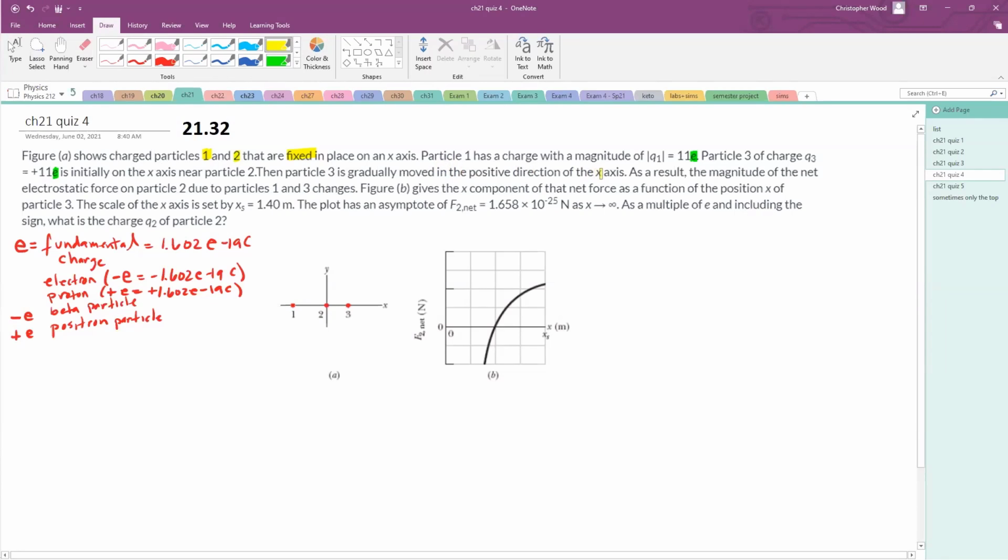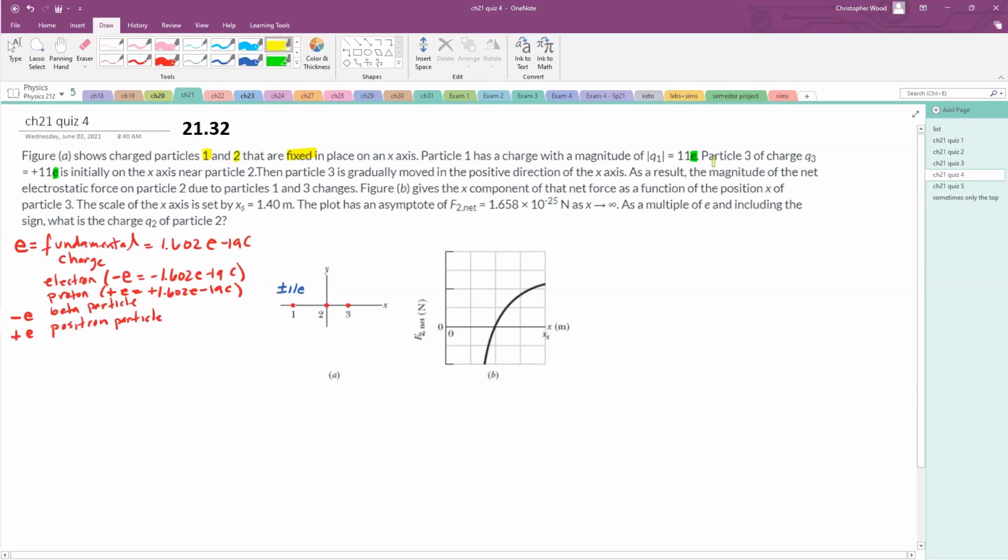Particle 1 has a charge of 11E, and I don't know if that's positive or negative. So I'm just going to write down this is positive or negative 11E. It's as if you took 11 electrons and clustered them together, or 11 protons and clustered them together to comprise particle 1. All right.